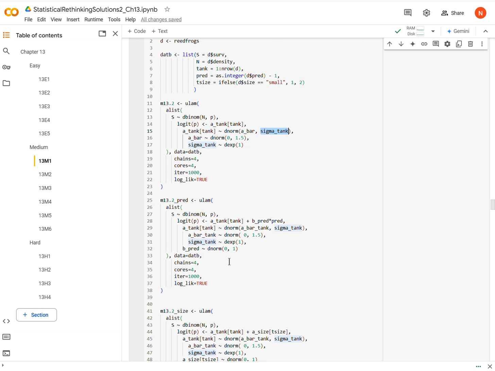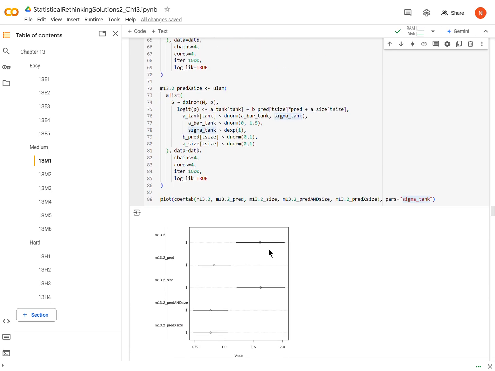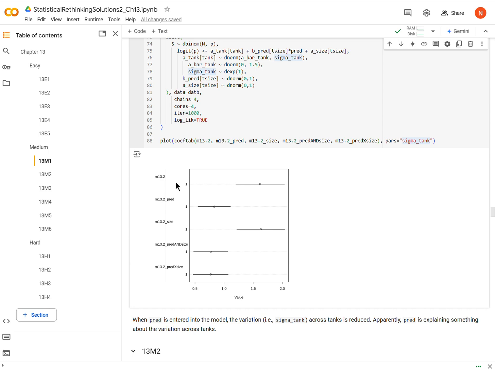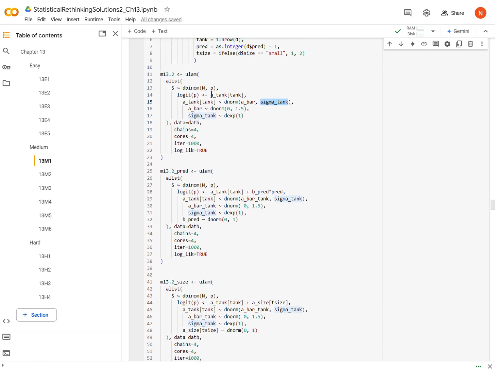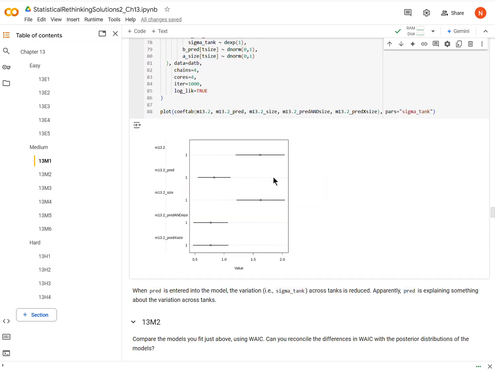And what we were tasked with looking at there is if and how this sigma tank parameter changed as we were layering in these different variables. And what we found at that time was that with the most basic model, just the random intercept for tank, we had a sigma tank value of, whatever it was. The absolute value of it is not really important here.